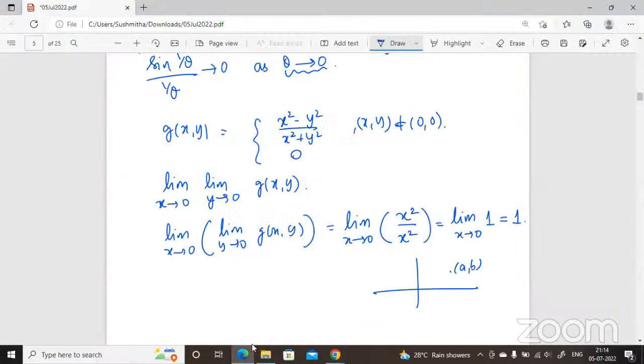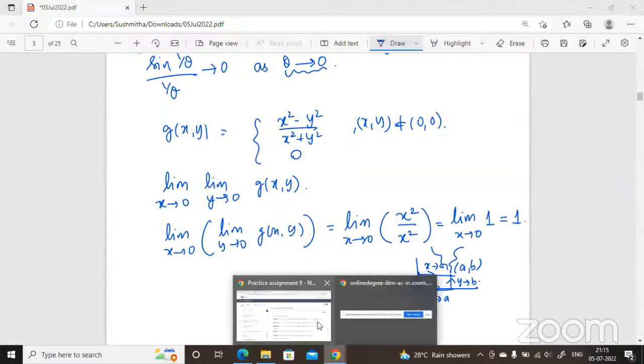If this is (a, b), when x goes to a you move along this line, and then you move along this line. So this is just one of the paths to reach (a, b). This is x goes to a, this is y goes to b. If I go this way, this is y goes to b, and this is x goes to a. These are just two of the paths, but that has no relationship with continuity. There are infinitely many paths, so maybe they are all different. That is what that example says.